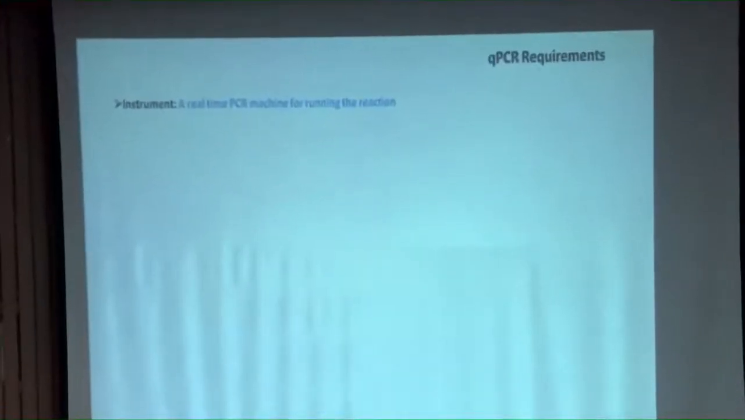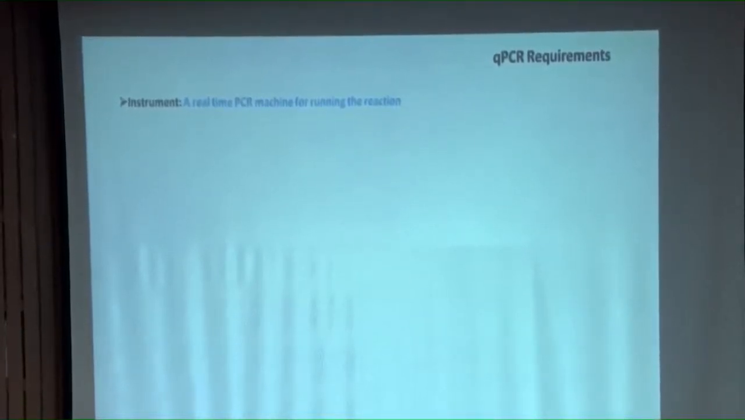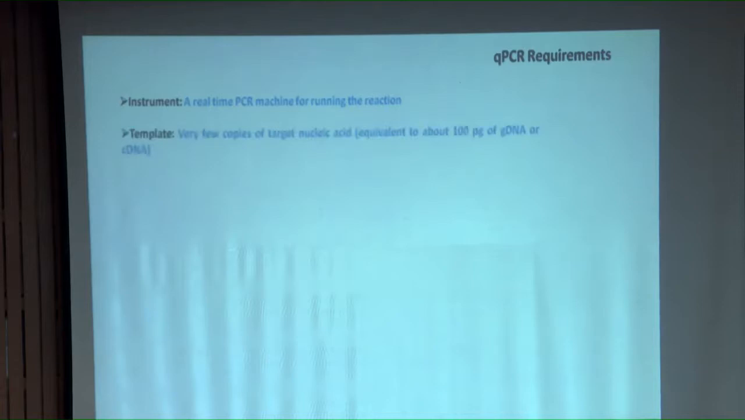The requirement for qPCR, of course, is a machine which can perform this PCR and also monitor the reactions. These machines are popularly called real-time PCR machines or qPCR machines, right? And of course, a template. The template is nothing but the target on which you are working. In your case, maybe an insect target, maybe a host target, right? And it may be RNA or it may be DNA. It all depends on what you really have in your experiment.